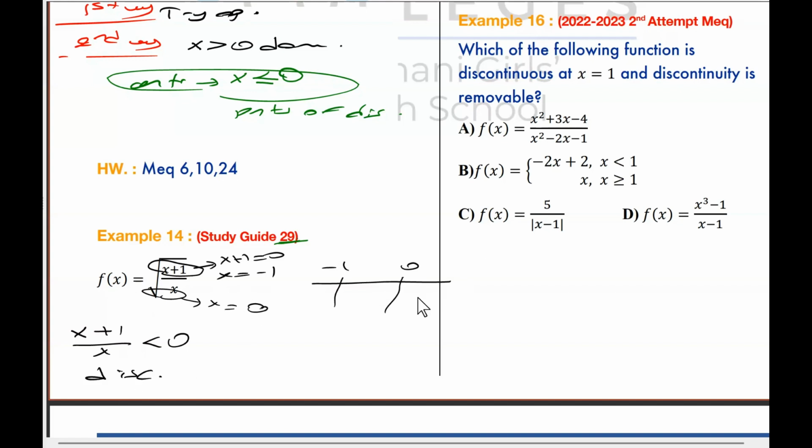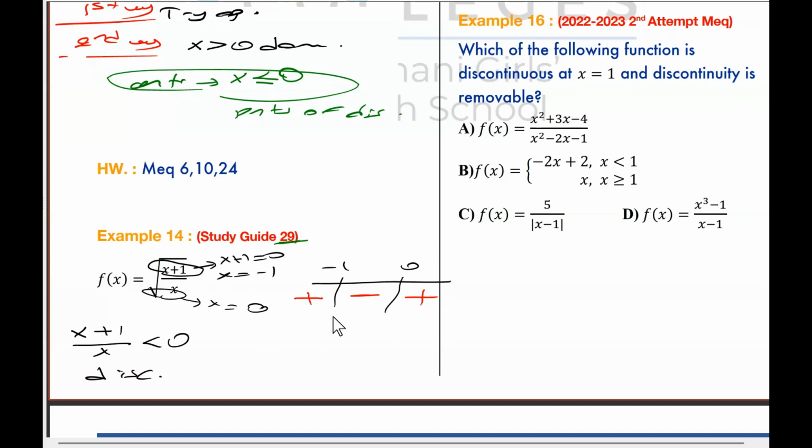So let's complete the sign chart. If you pick a number greater than 0, like 1, 1 plus 1 over 1, it's a positive result. When you pick a number between negative 1 and 0, it's going to be negative. Pick a number less than negative 1, let's say negative 2. Negative 2 plus 1, negative 1 over negative 2, positive.